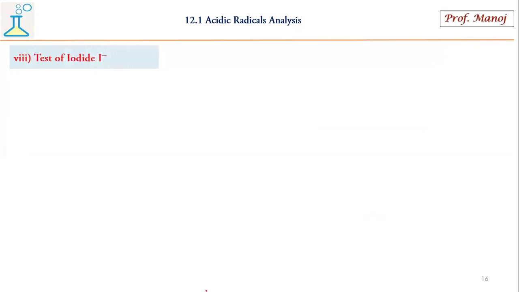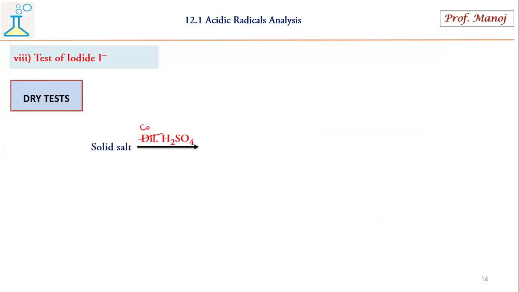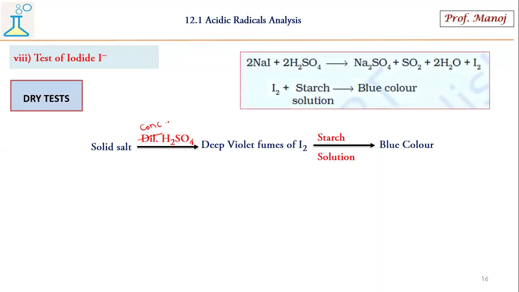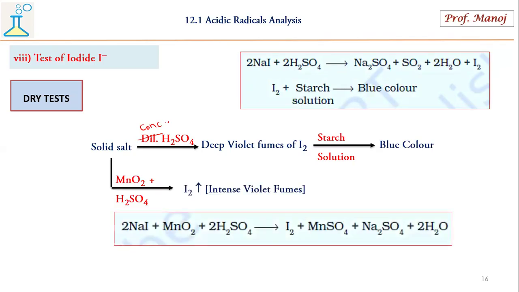Now, a very similar set is for iodide. You will find tremendous similarity. Solid salt treated with, once again, concentrated sulfuric acid. Deep violet fumes of iodine are created, which when passed through starch solution gives you blue coloration. And this solid salt, when treated once again with a stronger oxidizing agent, you get intense violet fumes. Bromine set is almost repeated over here, and even the next wet test part you will see quite a repeated one.